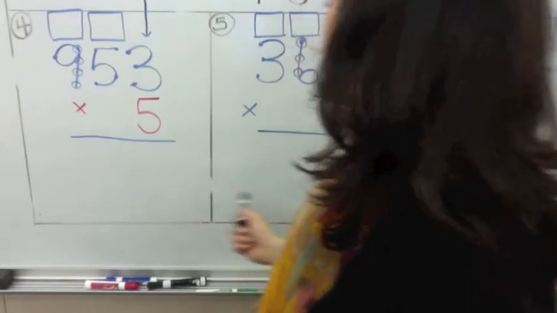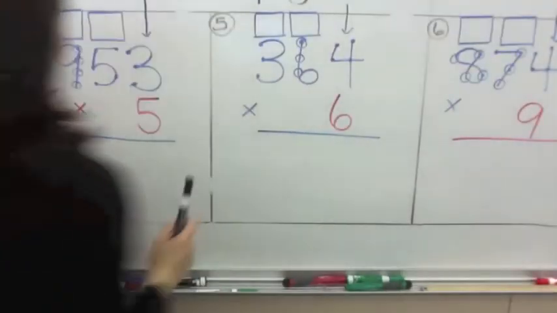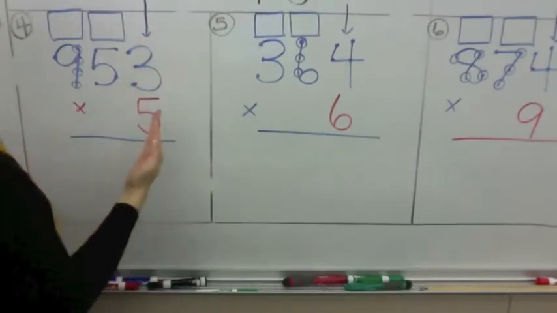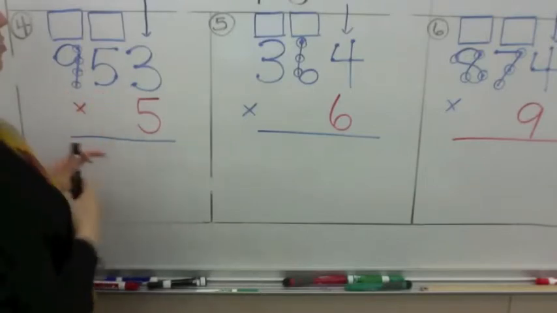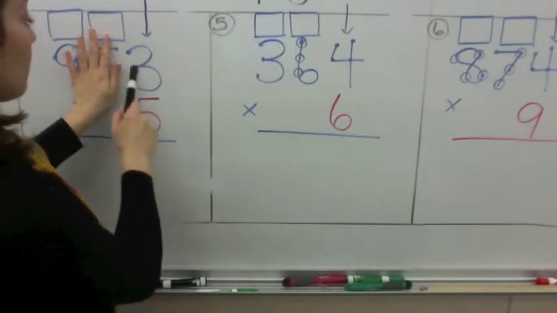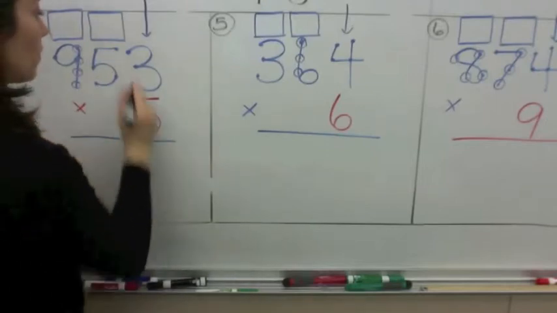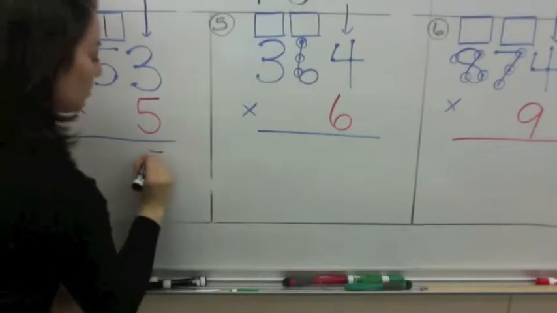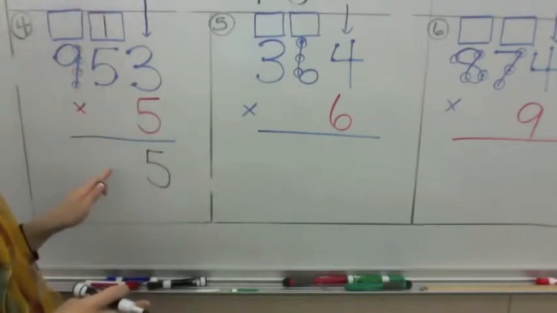In examples 4, 5, and 6, with these, we have a 3-digit number times a 1-digit number. We're still going to start in the ones place. This says 953 times 5. So we're just going to take a look at 3 times 5. What is 3 times 5? We have 5, 10, 15, right? 15 is written like this. You're going to carry over the 1 in the tens place and put the 5 in the ones place. 15, written like that, okay?